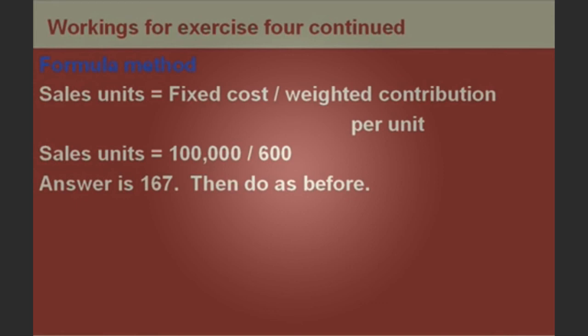So the weighted contribution was 600. So sales in units is 100,000 fixed cost over weighted contribution per unit. The weighted selling price was 1800. The weighted variable cost, which took both into account, is 1200. So the weighted contribution is 600. Answer is 167, but then you do it as before. The stereo is 167, and the TV has to be double that, 334.